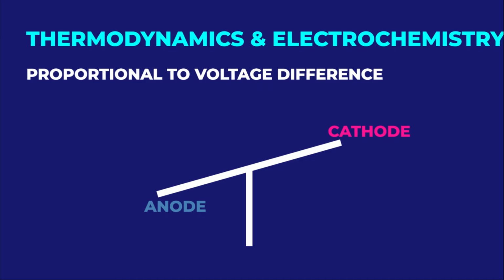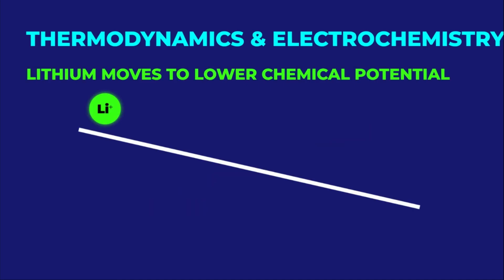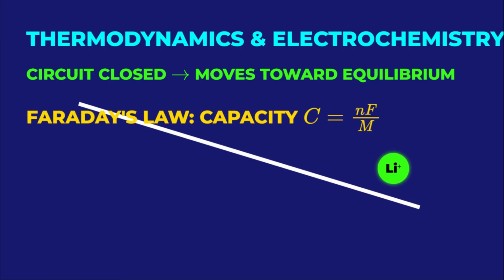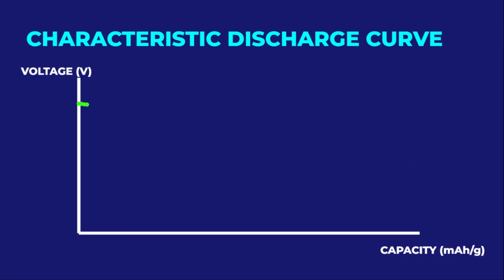This is directly proportional to the voltage difference between the anode and the cathode. Lithium ions naturally move toward materials with a lower chemical potential. In a charged state, lithium is stored in the graphite anode, which has a chemical potential close to that of metallic lithium. The cathode consists of a transition metal oxide with a much lower chemical potential for lithium. When a circuit is closed, the system moves toward equilibrium, driving lithium ions to the cathode.